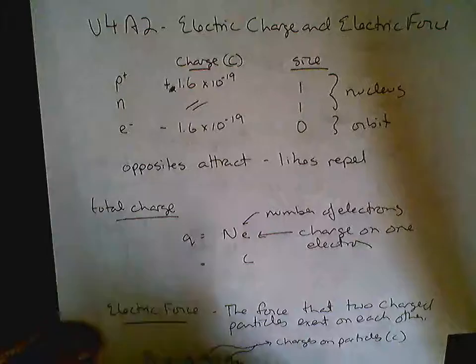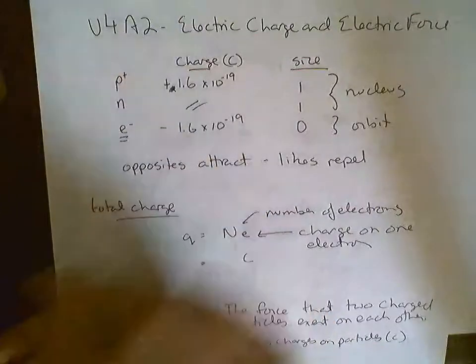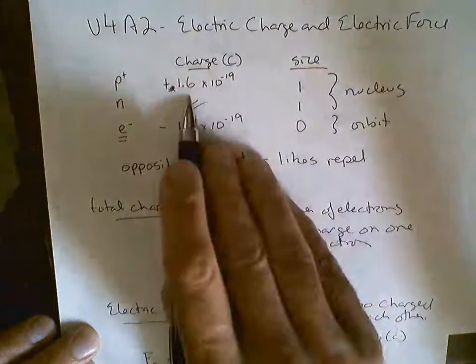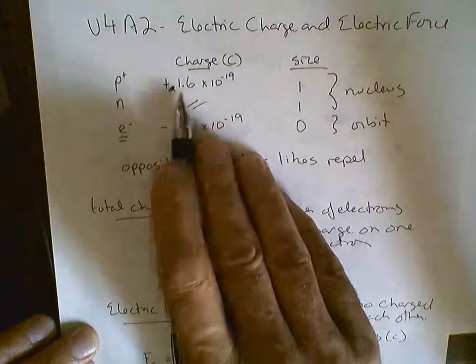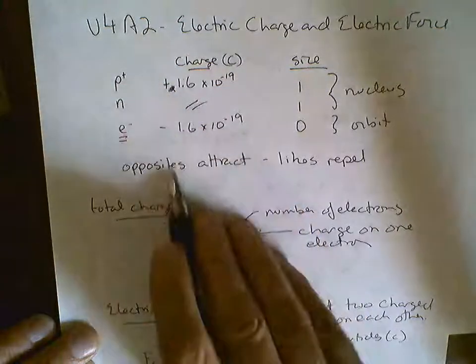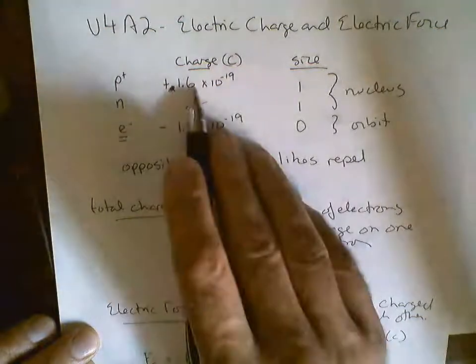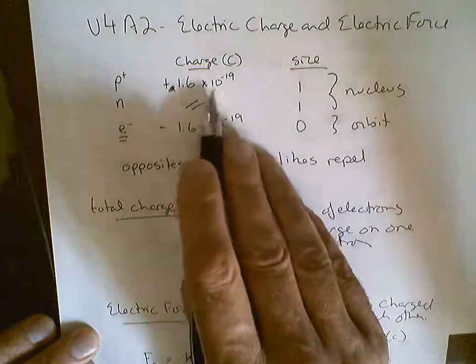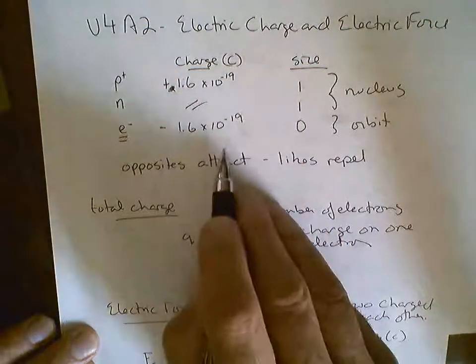First of all, when we're talking about electricity, we're talking about electrons. Now, the charges may come into play as we go. The charges are in coulombs. These are just things that you have to have written down or remember. Protons are plus, electrons are negative. Both of them have the exact same charge, 1.6 times 10 to the negative 19.